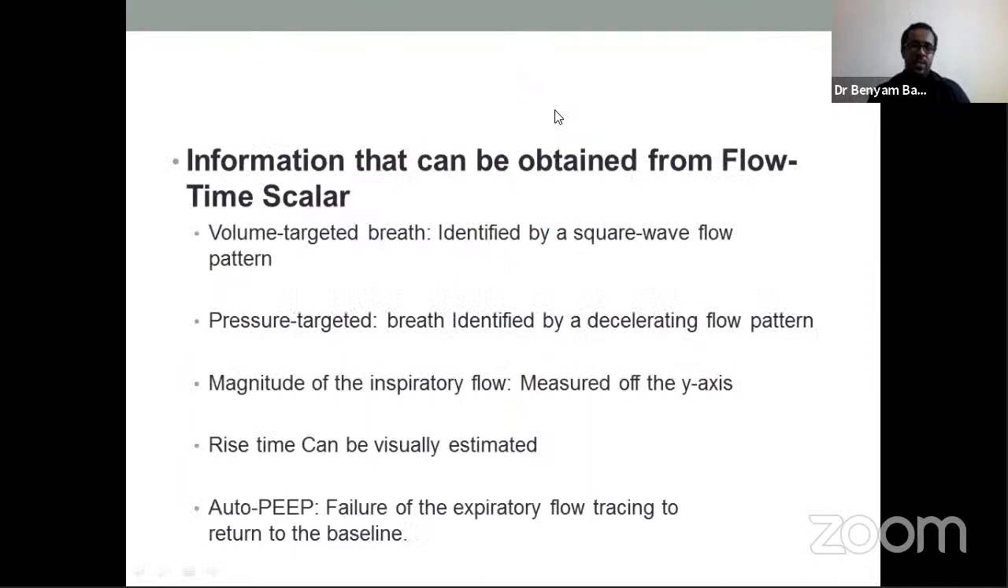Okay, what information can we get from the flow time waveform or scalar? If you are using the volume targeted breath, we would know if we have a square waveform flow pattern, we will know that it is a volume targeted breath. And if it's a decelerating flow pattern, we will know that the mode is a pressure targeted breath. We can also see the magnitude of inspiratory flow that could be measured on the y-axis, which is the peak inspiratory flow. Also, the expiratory flow would be seen on the y-axis, but on the negative side.